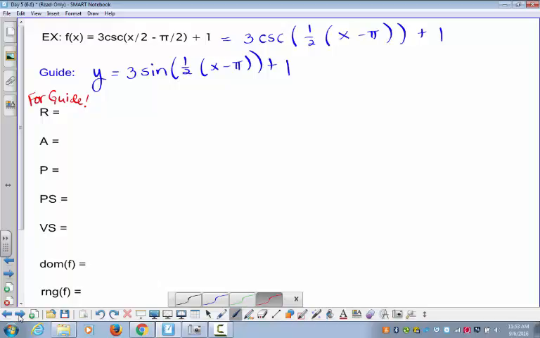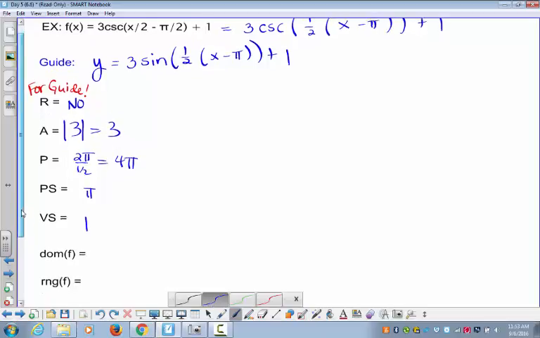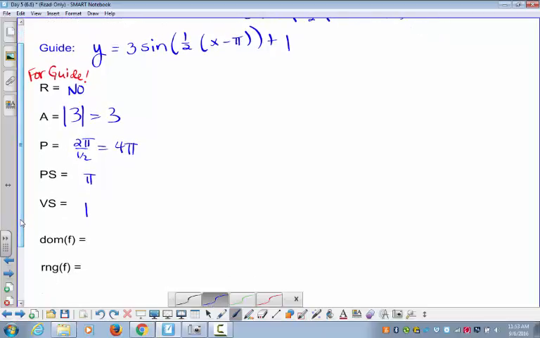We factor, and now we go right through our characteristics. Reflection, no. Amplitude, 3. It's the absolute value of the leading coefficient. Period, 2 pi over 1/2, which is 4 pi. Phase shift, opposite of what we see. Vertical shift, exactly what we see. And we're good to go. Any questions on the 5 properties there? Good?